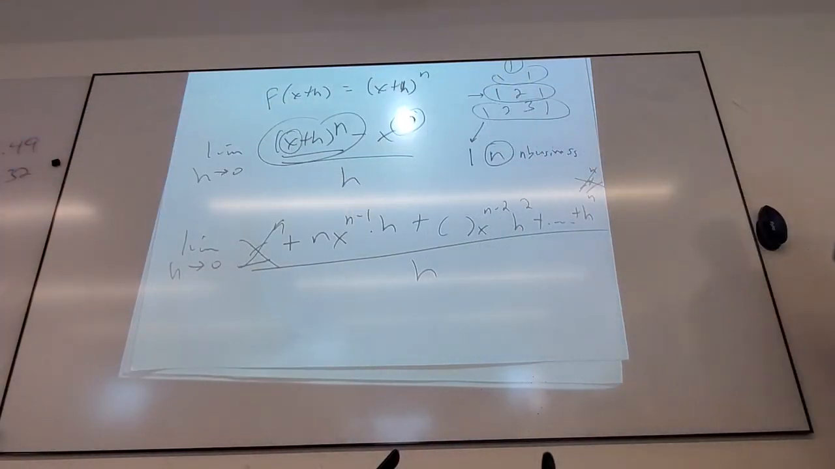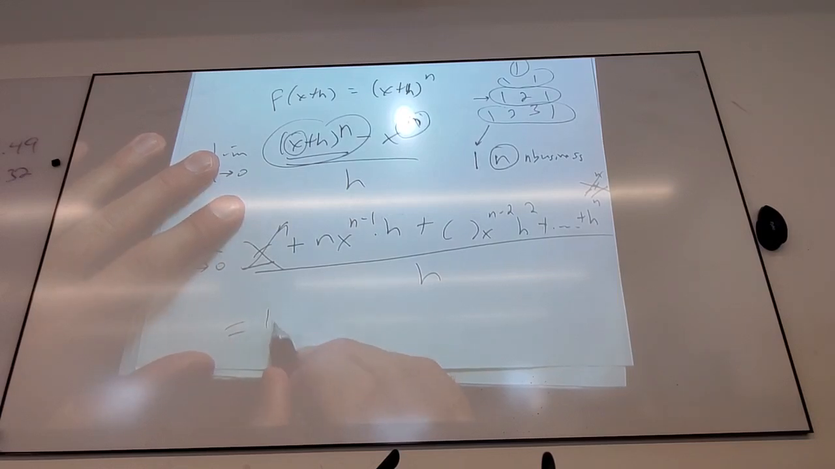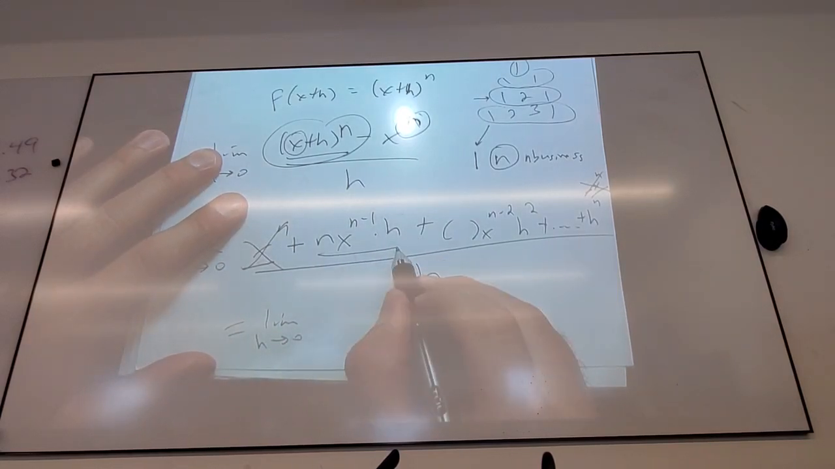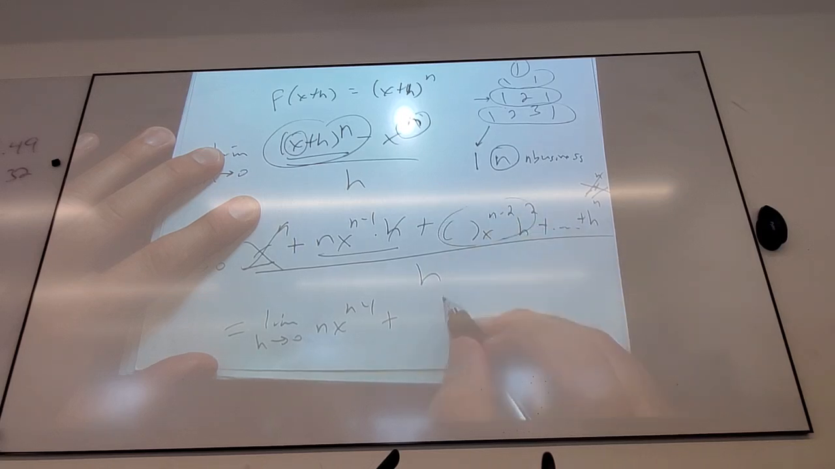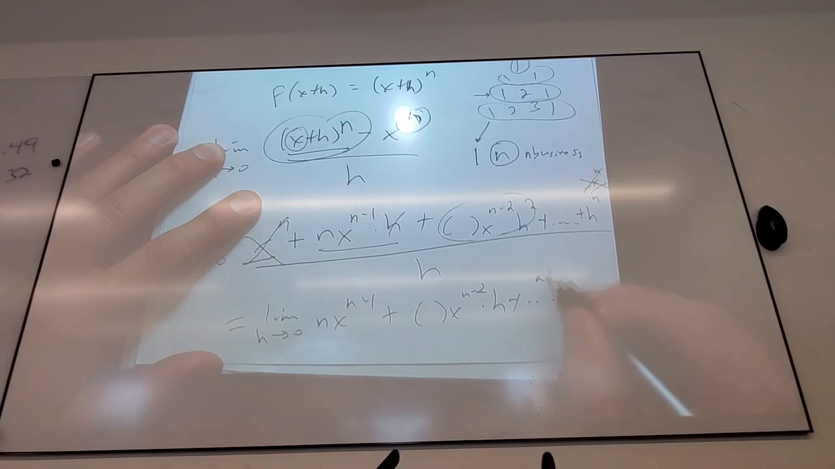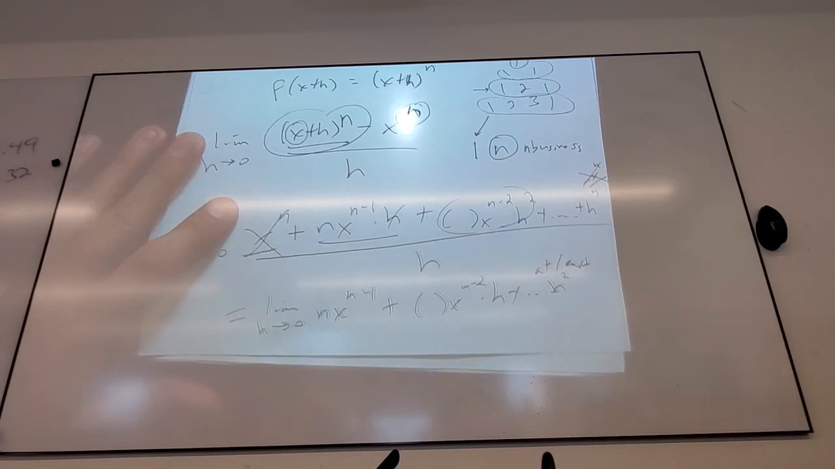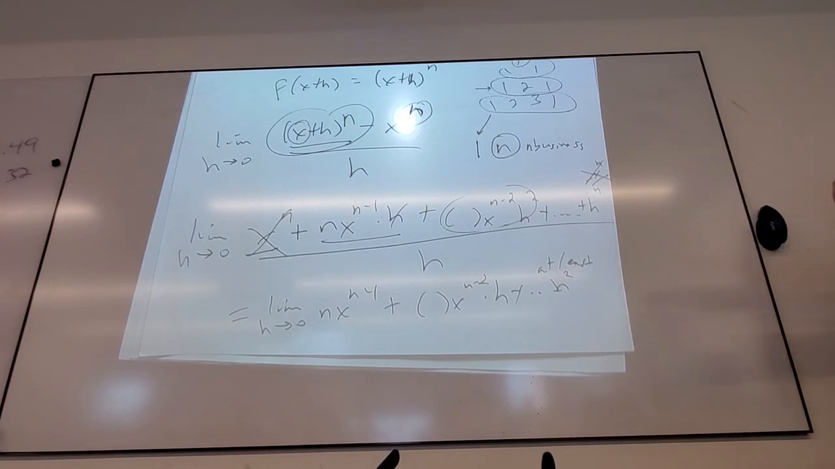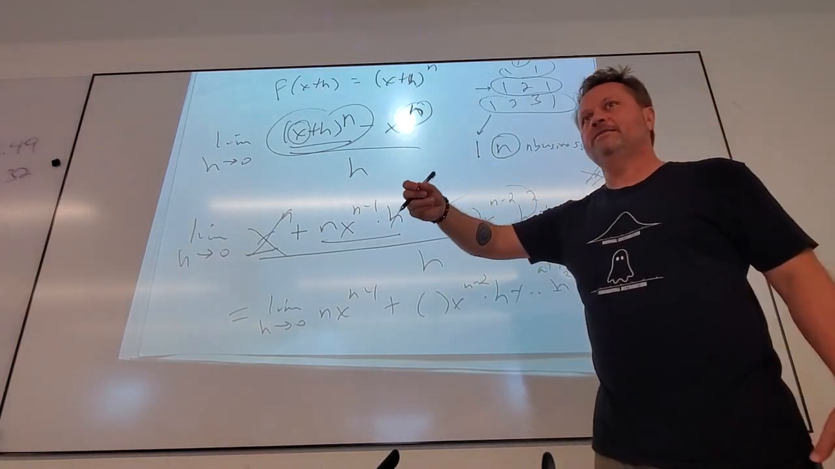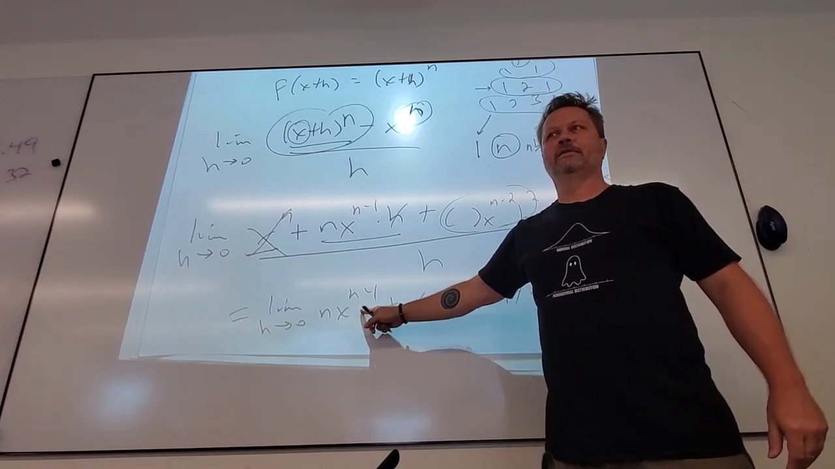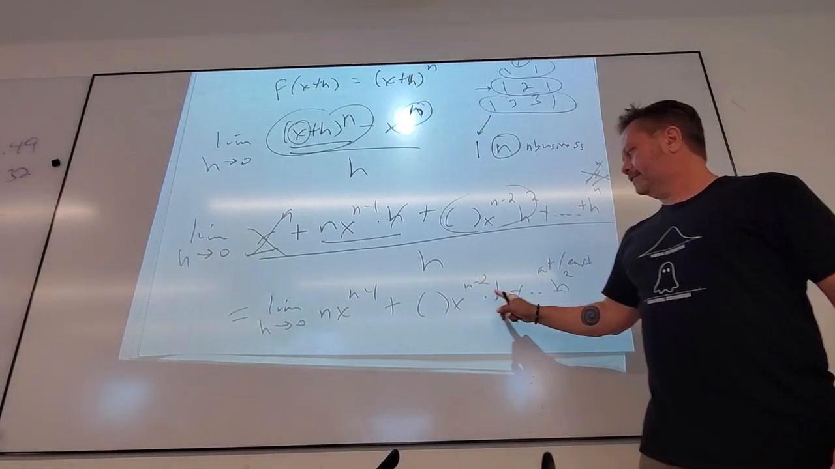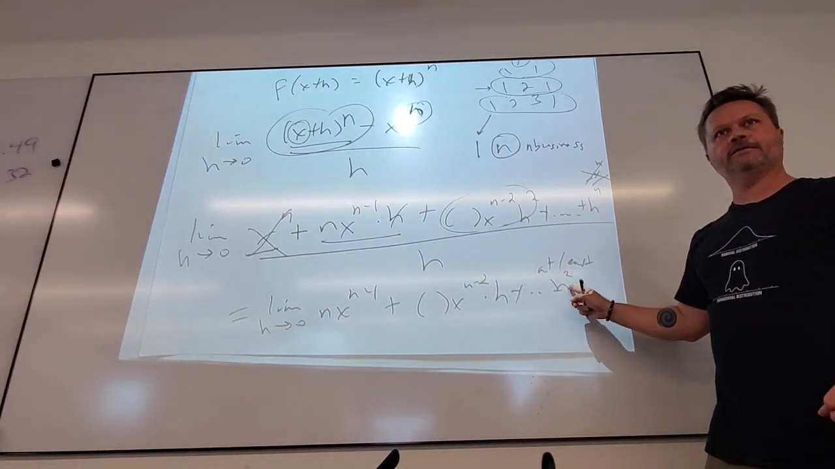So then I get, if this guy loses an h, it's just this guy, yes? Plus, if this guy loses an h, it's this business times h, yes? Plus, everything else has at least 2 h's, yes? And I'm going to let h go to 0. So the only thing left at the end is going to be the one piece that didn't have an h anymore, correct? Everything else is going to go to 0, yes?